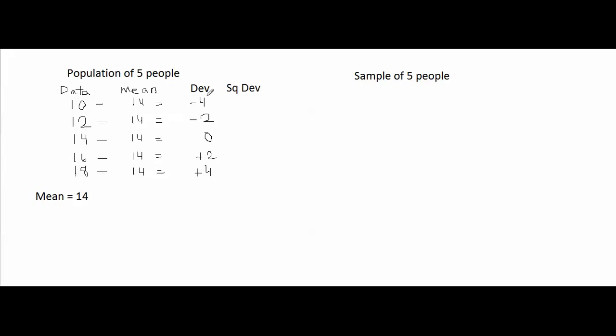But if I'm not interested in getting the MAD, I don't have to get the absolute deviations. So I have to square each deviation. So I'm skipping to the squared deviation column. Negative 4 times negative 4 is 16. Negative 2 times negative 2 is 4. 0 times 0 is 0. 2 times 2 is 4. And 4 times 4 is 16. Remember, the next step is adding the squared deviations. These add up to 40.